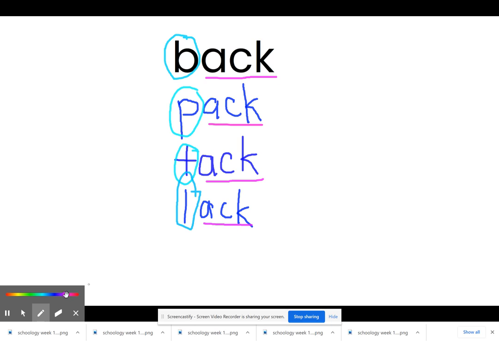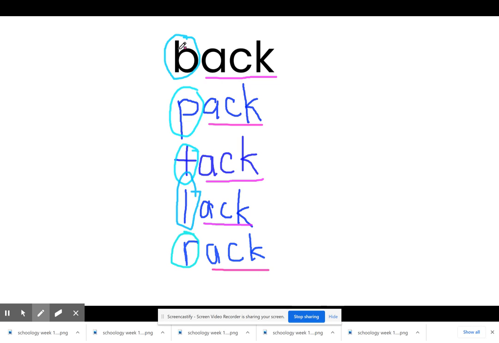Let's do a new word. Let's change the l to an r. And then you're keeping your A-C-K. Okay, so think about the new beginning sound. Think about what those last three letters have been saying in all of the previous words. Back, pack, tack, lack. And now see if you can figure out your new word. Rack.